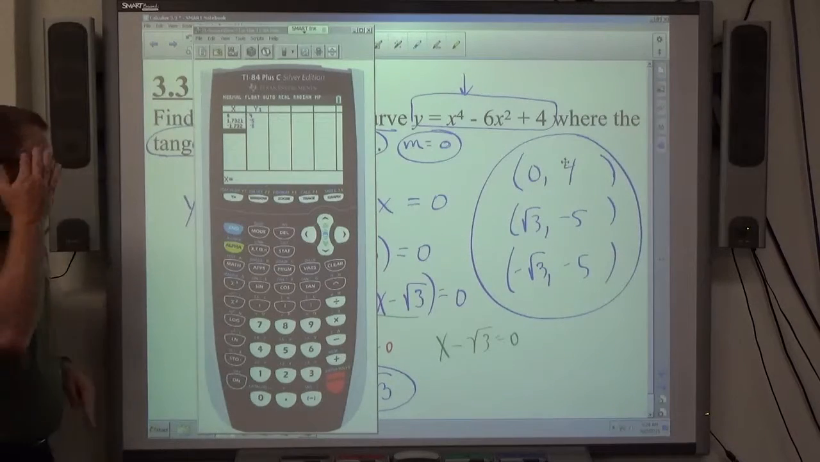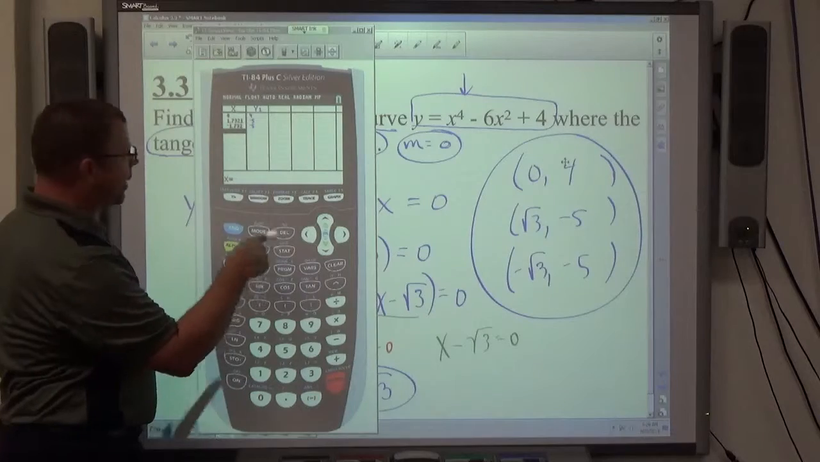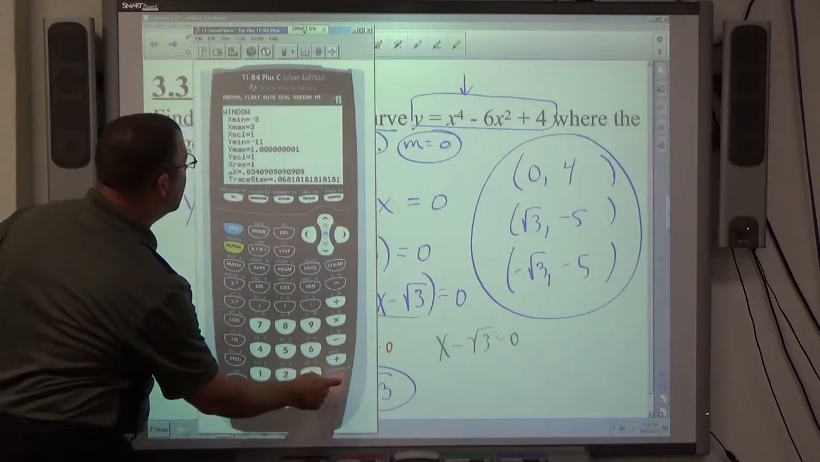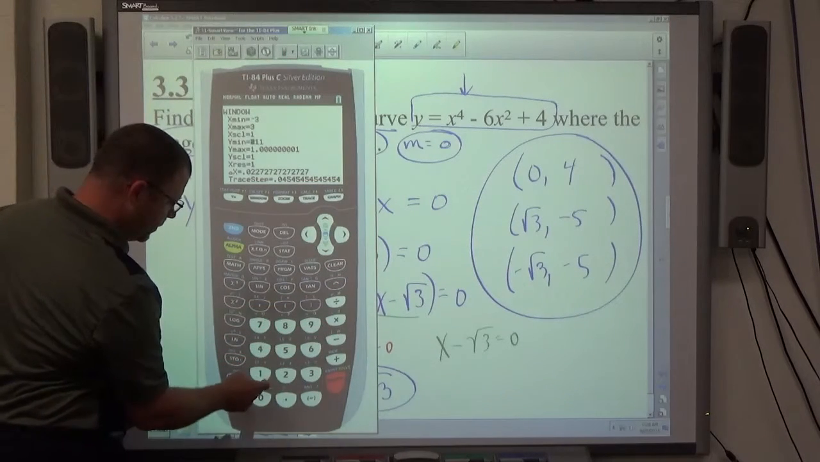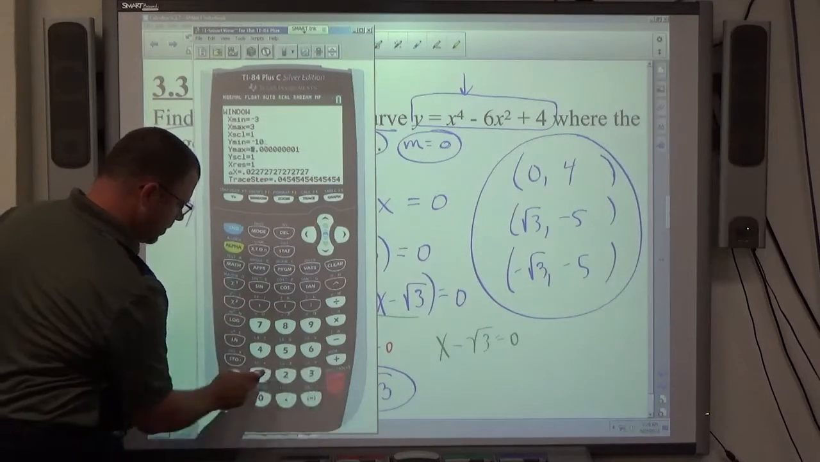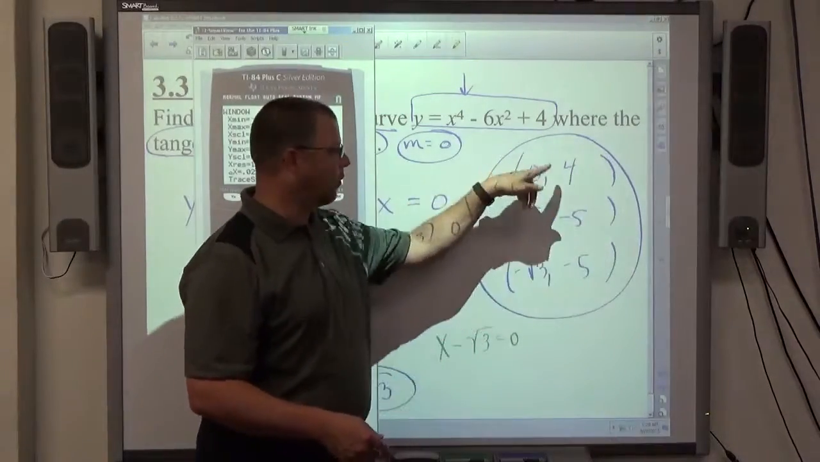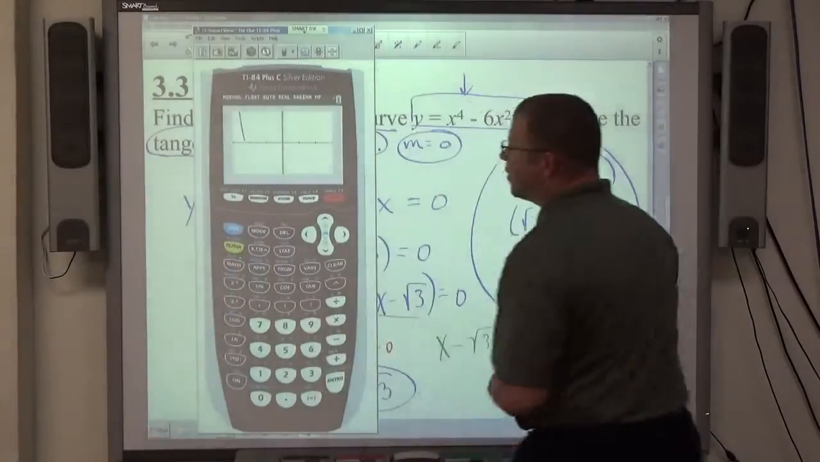All right, let's take a look at the graph real quick and just to see. I'm going to set my window, going from -3 to 3 on x, and let's go -10 to 10 on the y. All my values lie between -10 and 10 for y and between -3 and 3 for x. Hit graph, and let's just take a look at what happens.